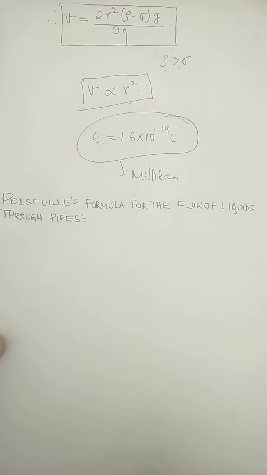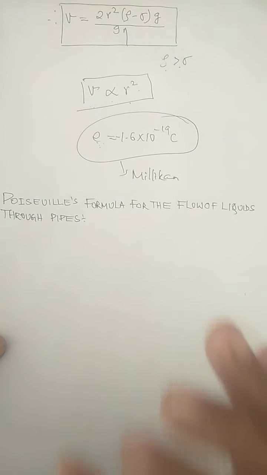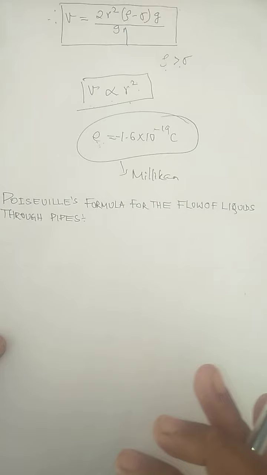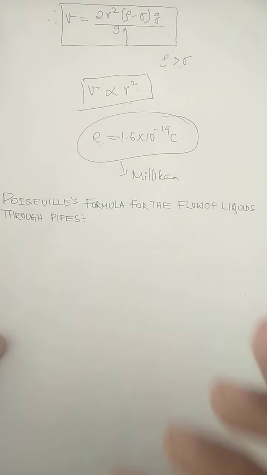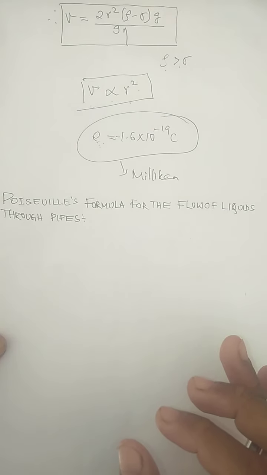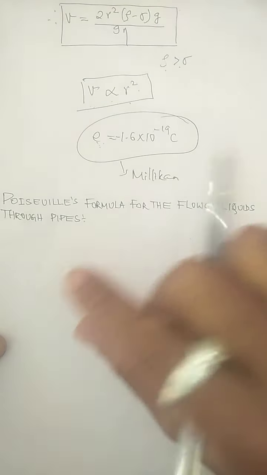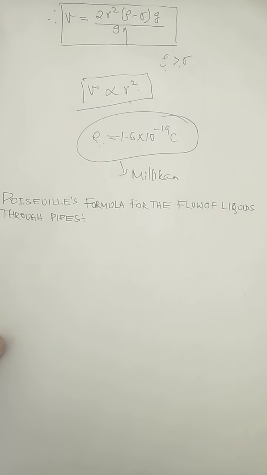Now this formula is basically derived for the volume of liquid flowing per second, that means also called the rate of discharge of liquid through a pipe. This volume of liquid flowing per second can be expressed in terms of the coefficient of viscosity of the liquid. It is also expressed in terms of the radius of the pipe, because pipes are basically circular in shape. And the pressure gradient exerted on the liquid.